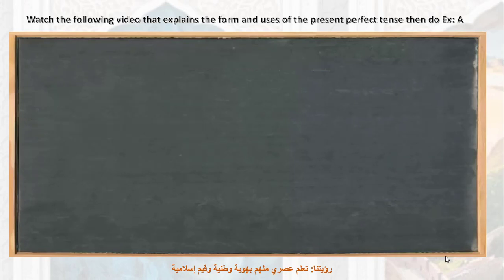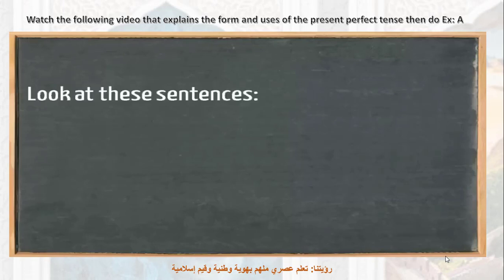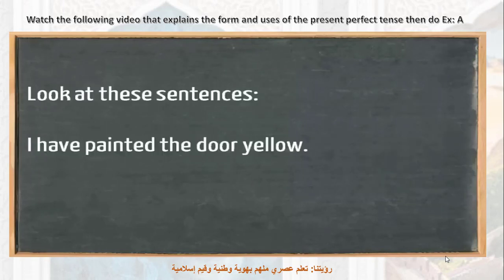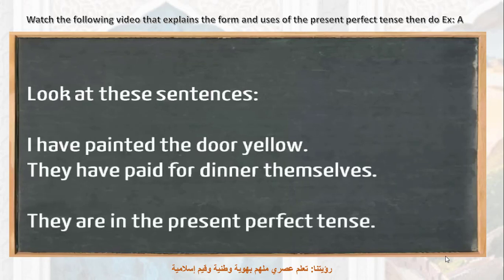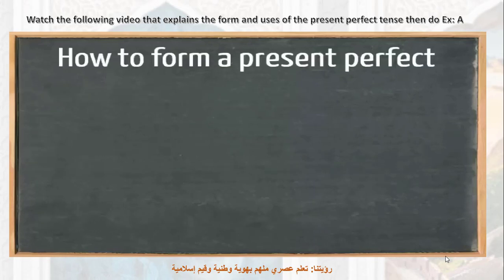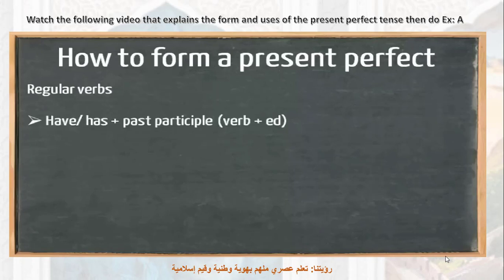Now let's get started. Take a look at these sentences. I've painted the door yellow. They've paid for dinner themselves. Both these sentences are in the present perfect tense. How to form a present perfect? Let's have a look at the regular verbs. For the regular verbs, we use the auxiliary verb to have and the past participle. You can make a past participle by adding ed to the infinitive form of the verb.